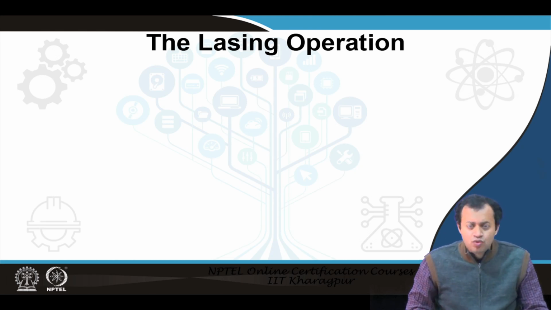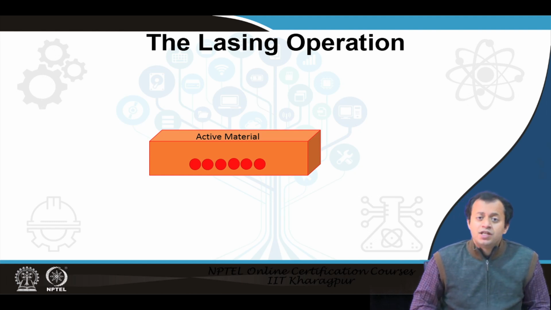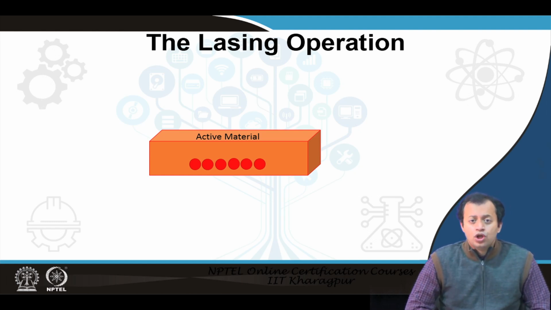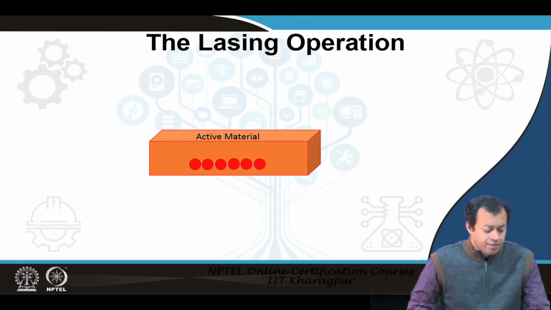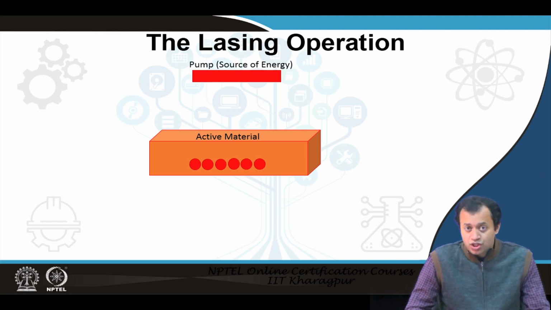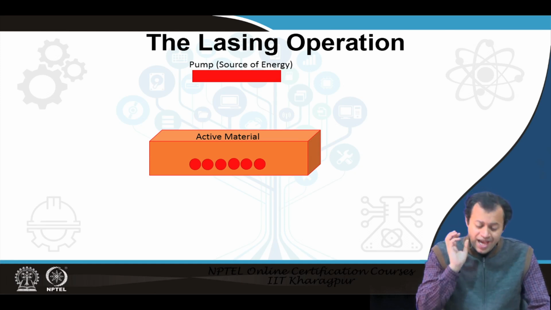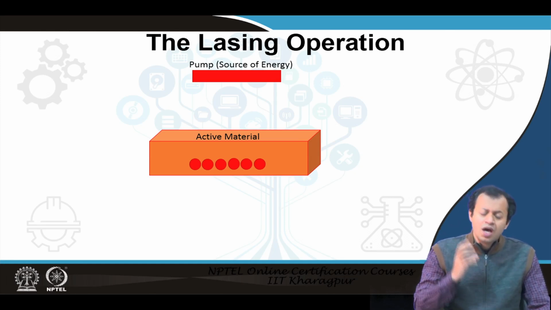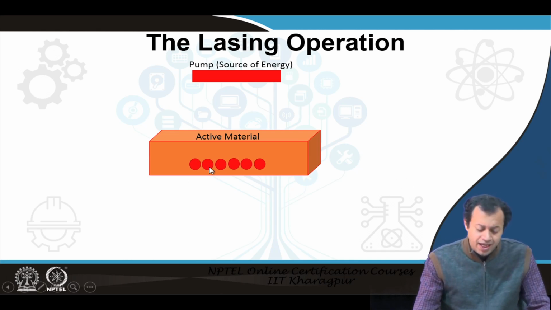So, in lasing operation you need 3 things basically. You need an active material, a material which will lase, a material which has either electrons or molecules which will go from a lower level to a higher level, any lower level to any higher level. And you will have a pump which is a source of energy. That is the one which will energize, not necessarily with an external photon, but it is a source of energy. You will see why. That will energize the electrons or molecules in the active material to go from the lower level to the higher level. This is the source of energy that the active material will consume and go up.